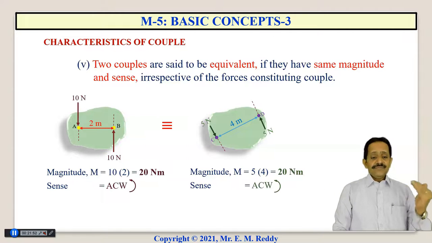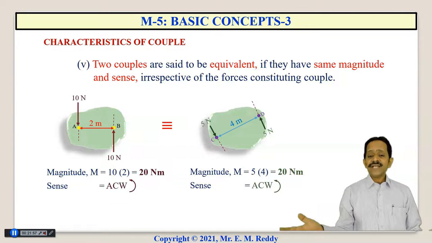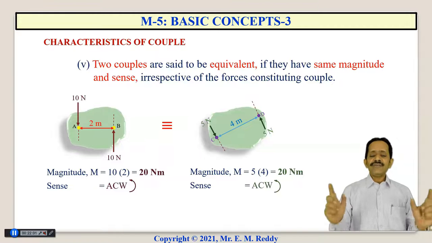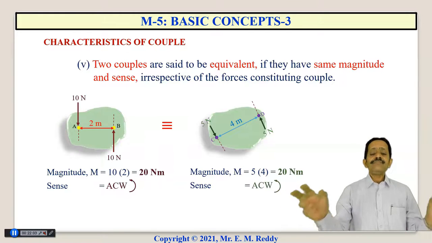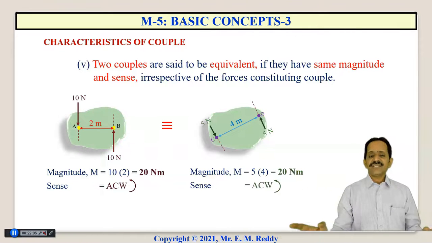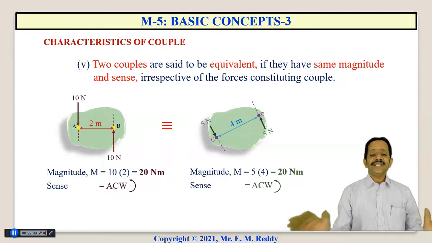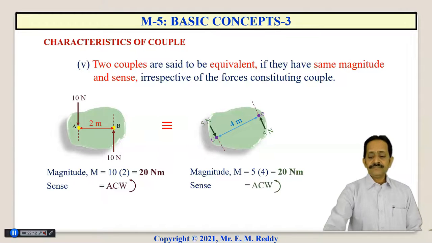So here on the left hand side, the couple is formed by two 10 Newton forces. On the right hand side, the couple is formed by two 5 Newton forces. But the effect of those two couples in magnitude as well as sense is the same. Therefore, those two are equivalent. Okay.